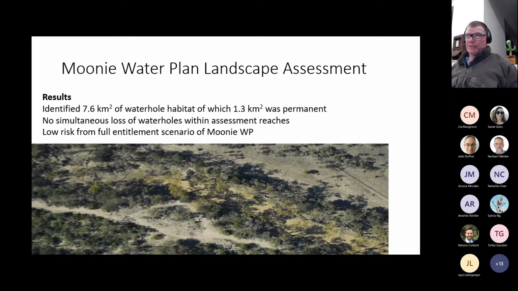And of that 7.6 square kilometres, 1.3 square kilometres was permanent during the Landsat era, which meant during that period they were still present during the longest no-flow spell from the gauge record that corresponded with the Landsat era. So based on that, there was no simultaneous loss of waterholes entirely from within assessment reaches, and it was considered to be low risk from the full entitlement scenario in that water plan.